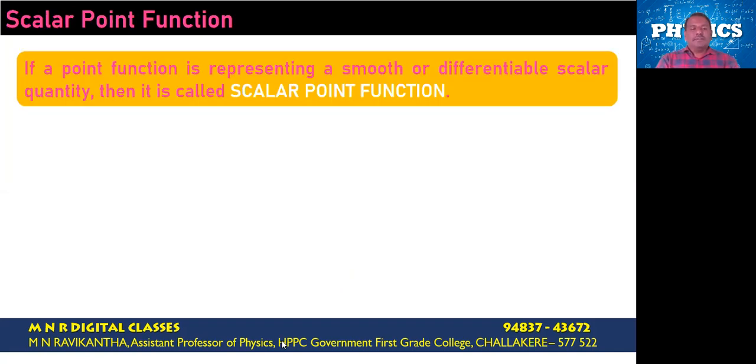Scalar point function. If a point function is representing a smooth or differentiable scalar quantity, then it is called as a scalar point function. So from the definition, it is clear that the physical quantity which represents the point function, if it is a scalar quantity, then the point function is called as scalar point function.